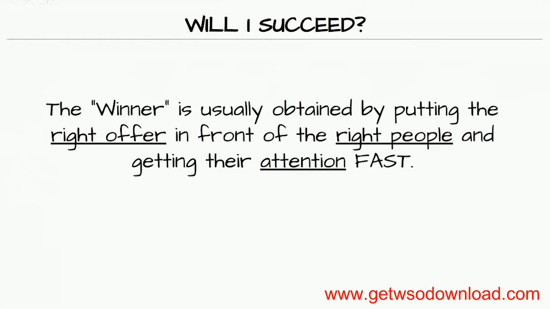The winner is usually obtained by putting the right offer in front of the right people and getting their attention fast. So essentially, when I say the right offer, I mean the right freebie, the right bait, the right thing to get them in the door as a lead. The right people, obviously, means targeting. And getting their attention fast means creating an engaging ad. So these are the components that are present all the time when you have a winning Facebook ad.